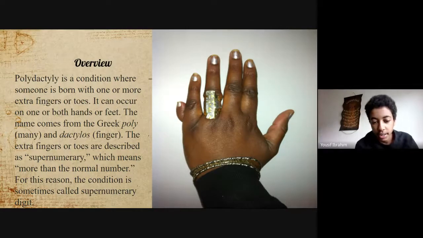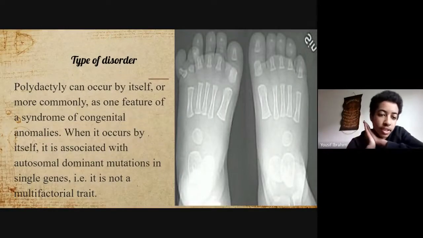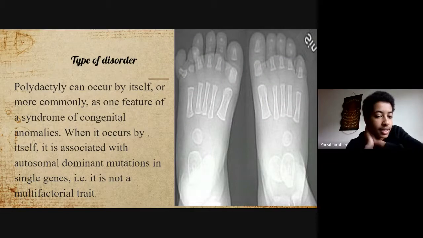And for this reason, this condition is sometimes called supernumerary digit. What type of disorder is this? Polydactyly can occur by itself or, more commonly, as one feature of a syndrome or congenital anomalies. When it occurs by itself, it is associated with autosomal dominant mutations in single genes, i.e., it is not a multifactorial trait.